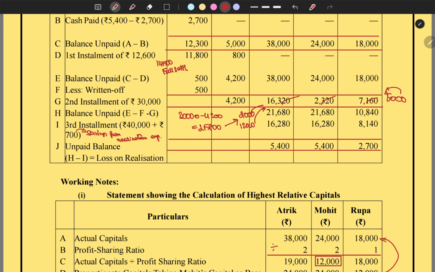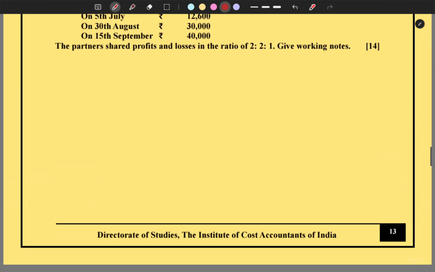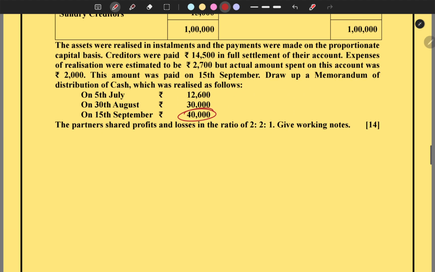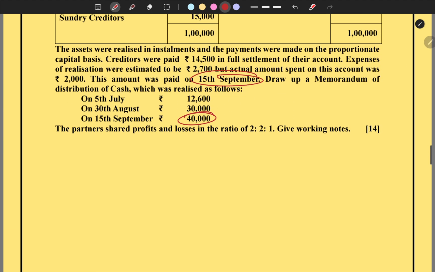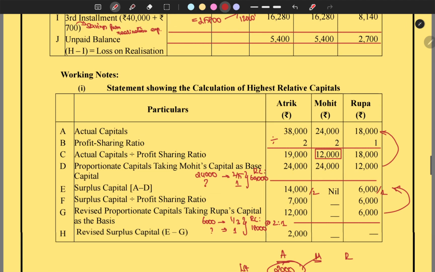PSR value. We have matched it by paying the persons who have brought more capital into the business. We have made the PSR equal to the capitals. So now, any amount that comes into the business, we can directly pay to these people. See, in September we received 40,000, and on 15 September we realized only the realization expenses of 2,000, so 700 should be the excess we have.